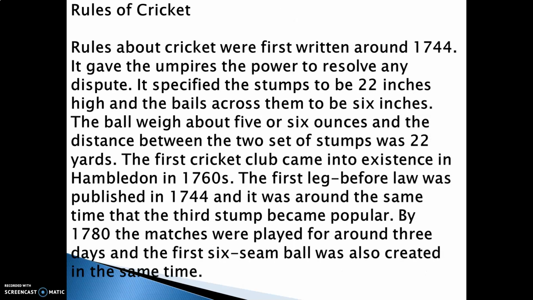Rules of cricket. Rules about cricket were first written around 1744. It gave the umpires the power to resolve any dispute. It specified the stumps to be 22 inches high and the bails across them to be 6 inches. The ball weighed about 5 or 6 ounces and the distance between the two sets of stumps was 22 yards.